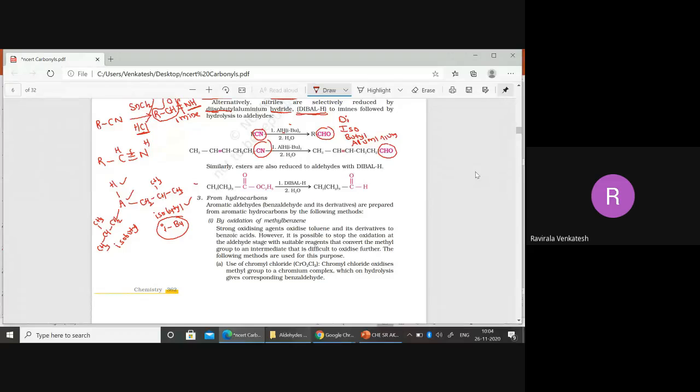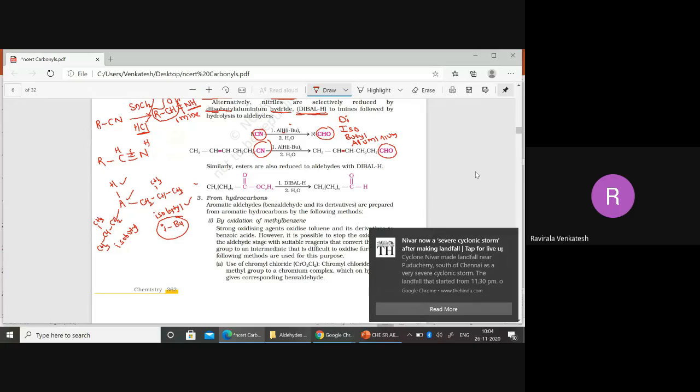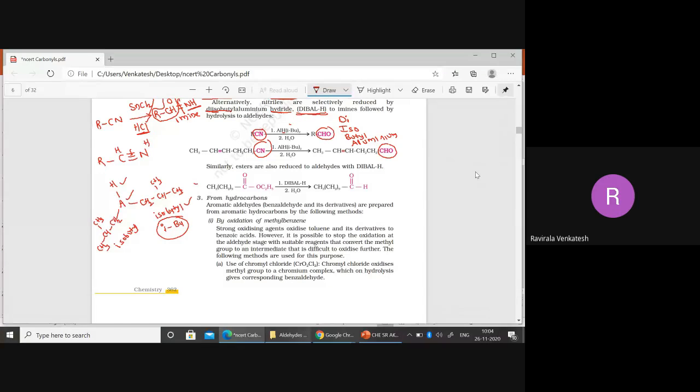You have to remember like this. When you take DIBAL, what reaction is taking place here? Stephen reaction is taking place when you take DIBAL. In this way, you remember. No need to practice these reactions. What you have to remember is: when you take DIBAL, Stephen reaction will take place.